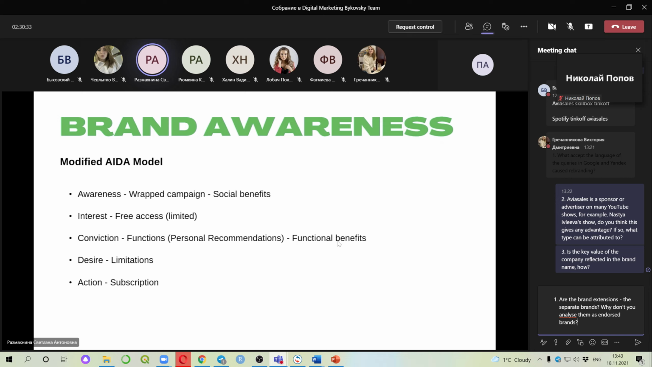So Spotify tried to build its brand around convenience, unique features and functions, and trust in recognizing its own way. So I think that's all that I wanted to say.